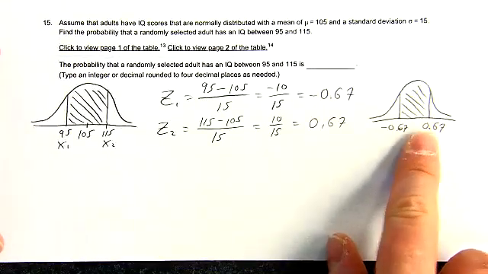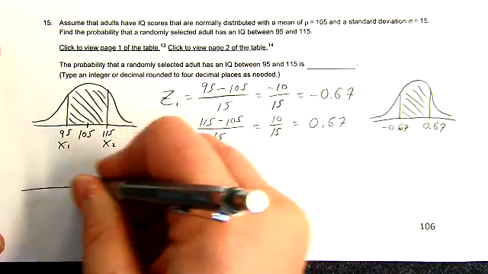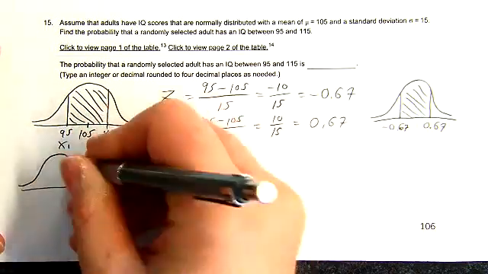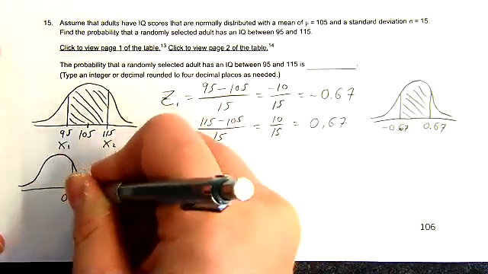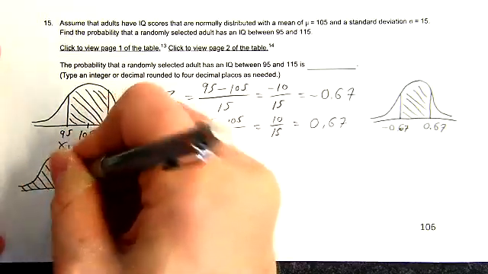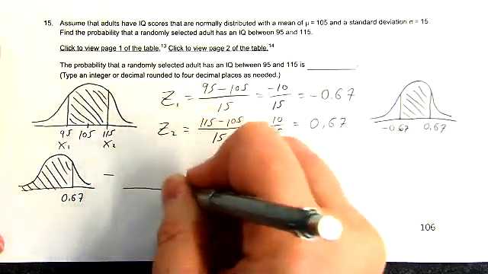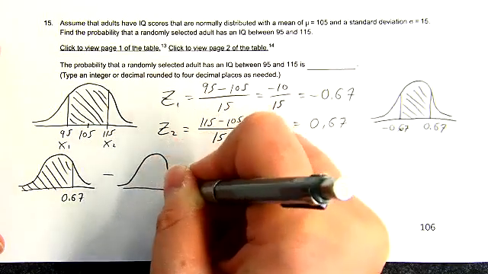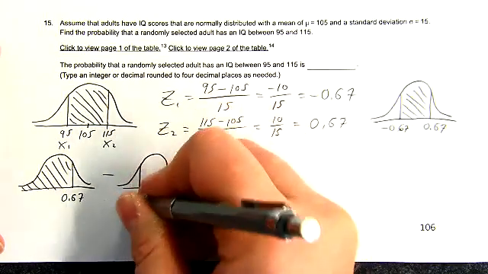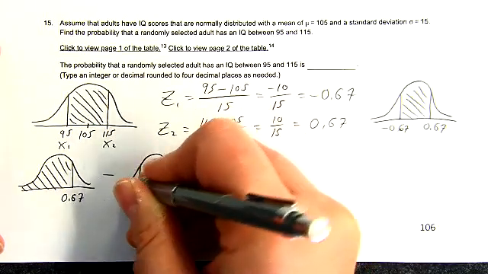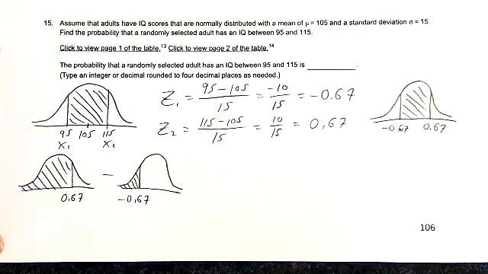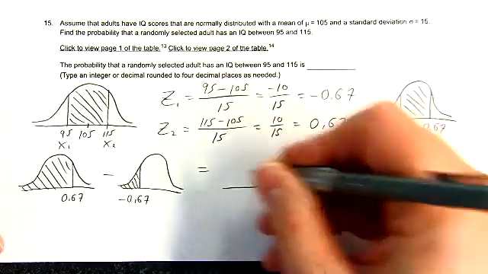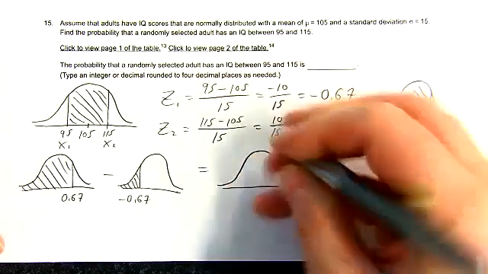One is where we find the bigger Z area. So we're going to find the area for 0.67. Find this area. Then we're going to subtract out the area for the smaller Z value, minus 0.67. And in doing that subtraction, we'll actually find the area between these two. So that should equal this one we care about.